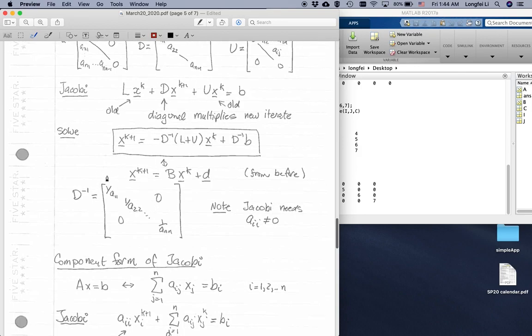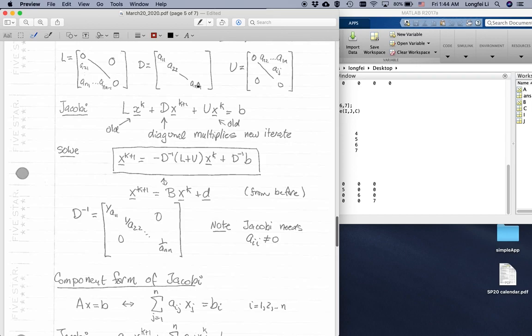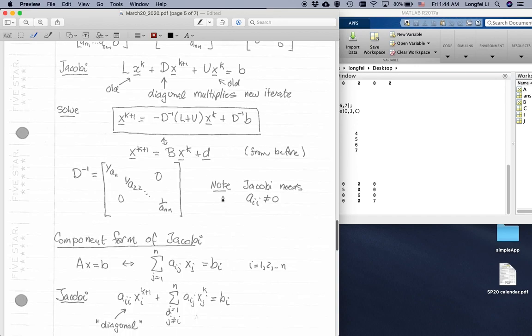And my D inverse, since D is only the diagonal entries, its inverse matrix is very easy to compute. It's just the reciprocal of all the diagonal entries. So if it's a11, a22, ..., ann on the diagonal, the inverse would be 1 over a11, 1 over a22, and 1 over ann. So note that if we want to use the Jacobi method to work, all my diagonal entries have to be non-zero. Otherwise this is not working.